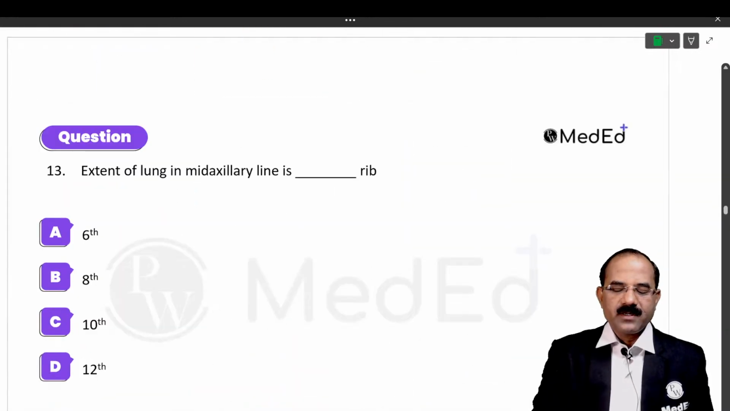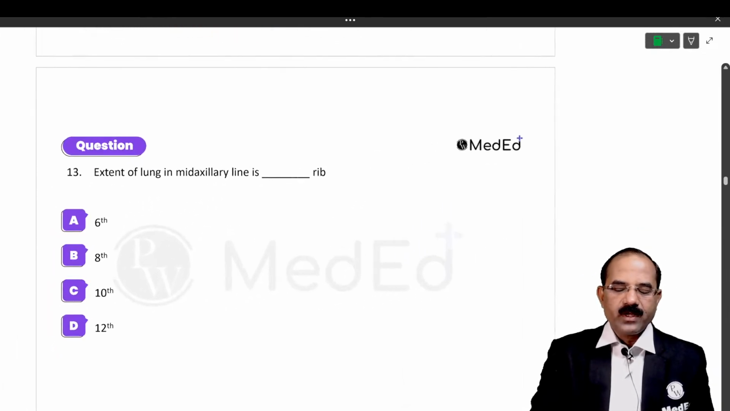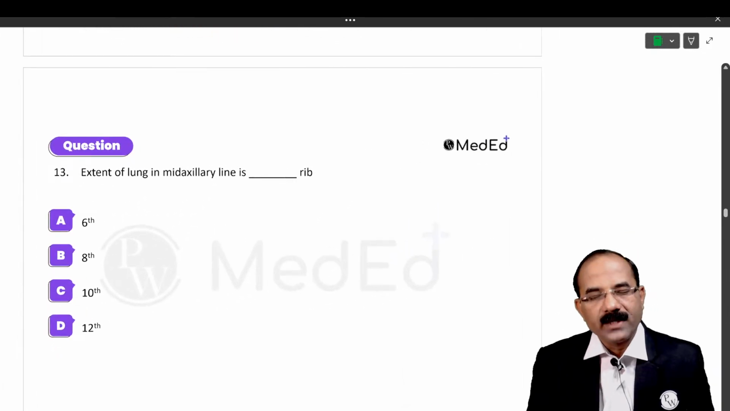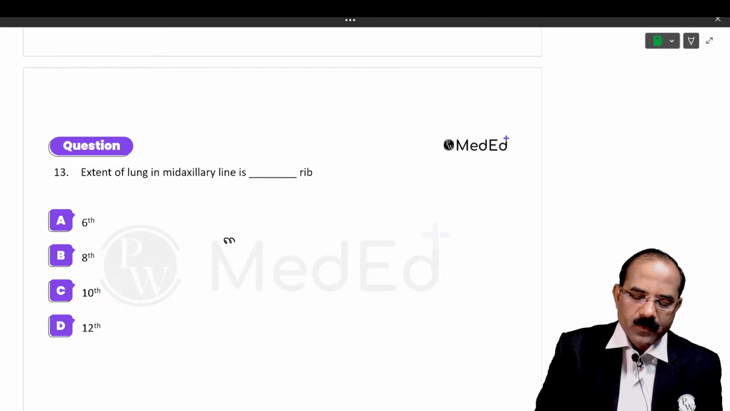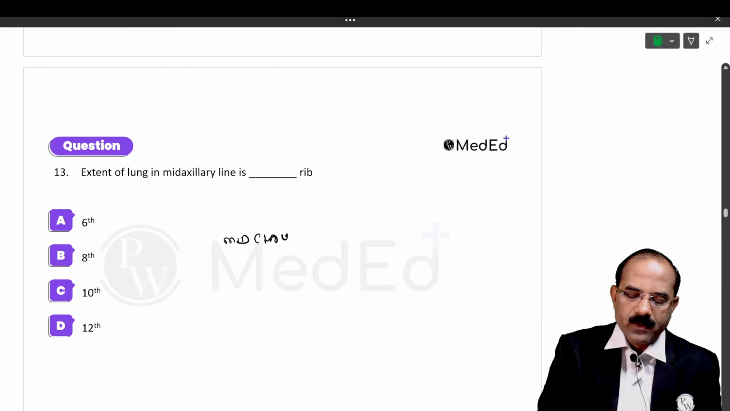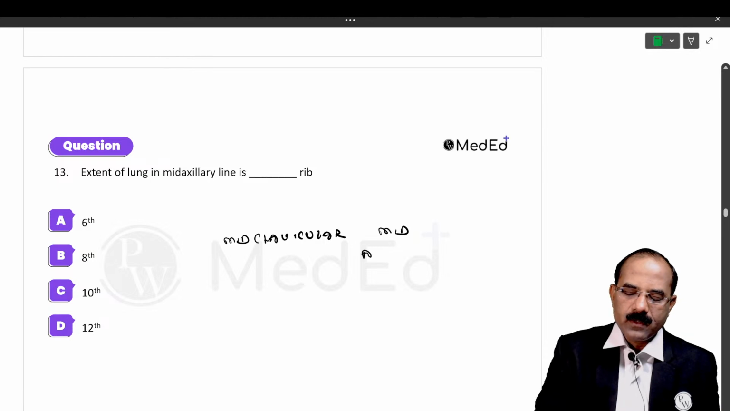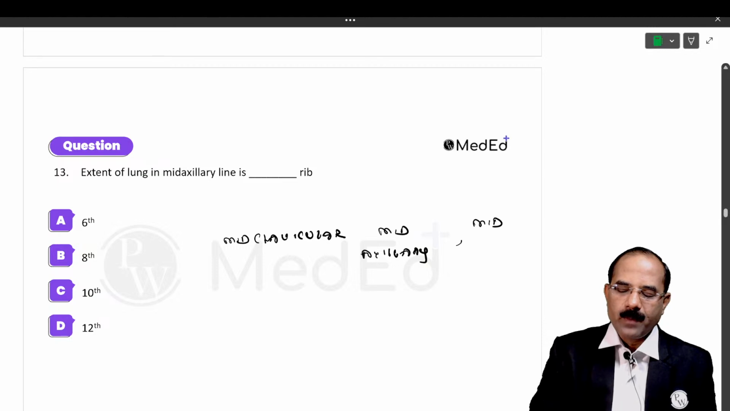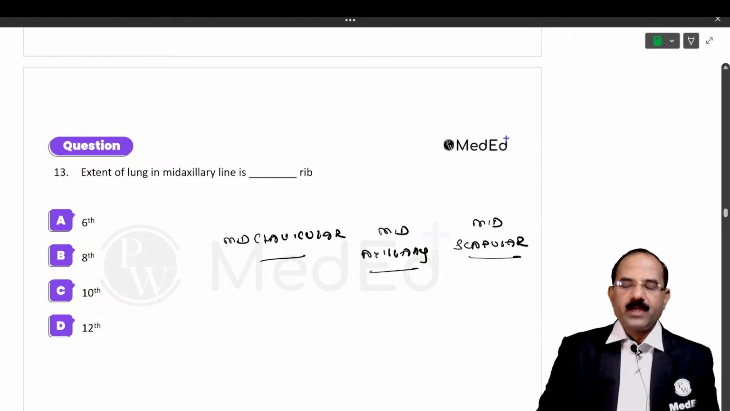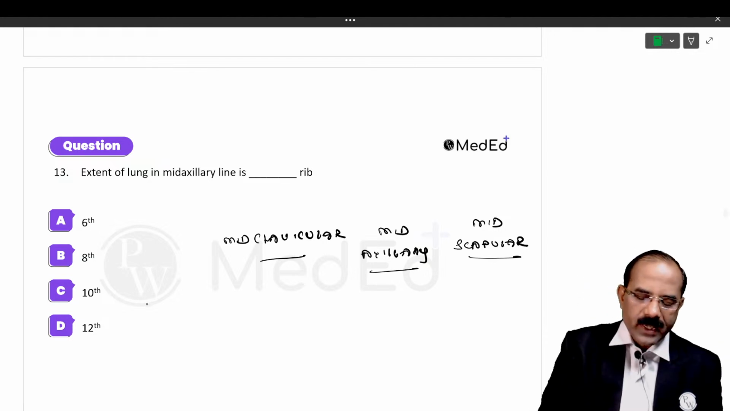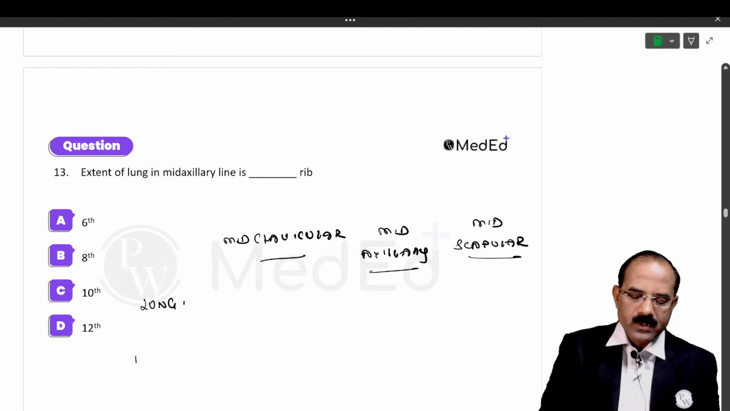Come on children, answer this. This is an easy MCQ. Extent of the lung in the mid axillary line is. Can anyone answer this? I'll just write this down for you: mid clavicular, mid axillary, and mid scapular. Answer: mid clavicular, mid axillary, and mid scapular line. What is the extent of lung and what is the extent of pleura?